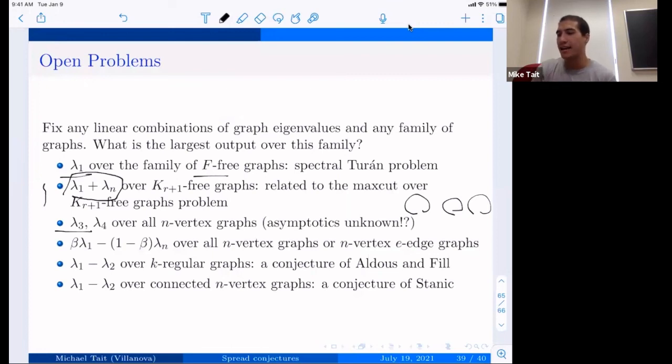And then you can do a weighting of this spread, which I think would be interesting. If beta is 1, you're just trying to take a complete graph. If beta is 0, you're just trying to take a complete bipartite graph, and you can see what happens in between. Then you can talk about the spectral gap, lambda1 minus lambda2, for k-regular graphs. There's an old conjecture of Aldous and Fill to minimize this thing. Same thing, minimizing lambda1 minus lambda2 over n-vertex graphs was a conjecture of Stanić, an adjacency version of the conjecture of Aldous and Fill. You can make up whatever linear combination you want, and you'll get a problem.